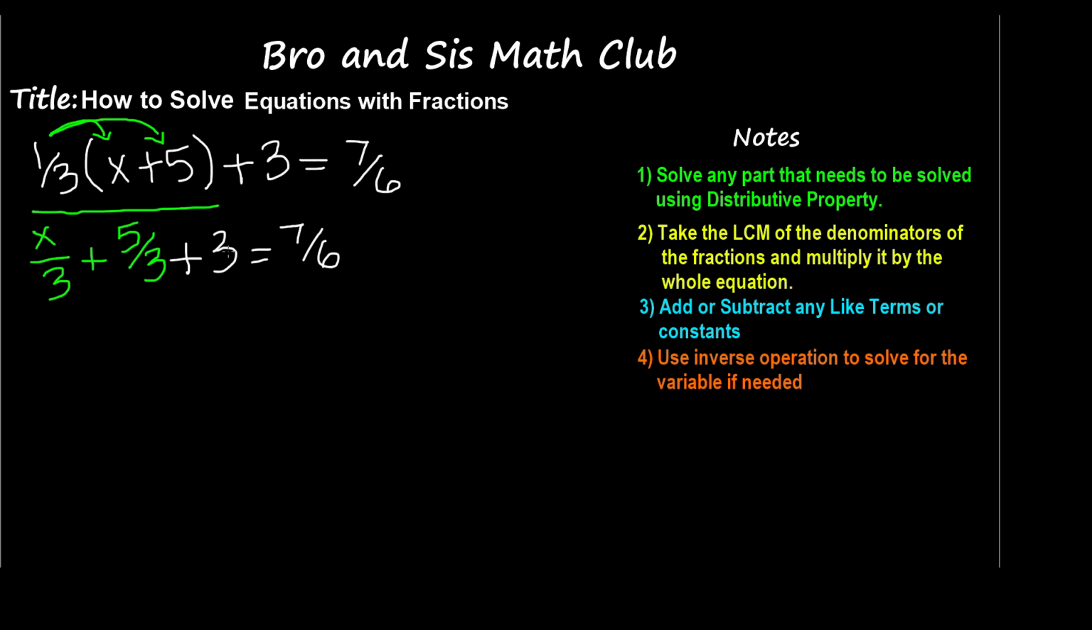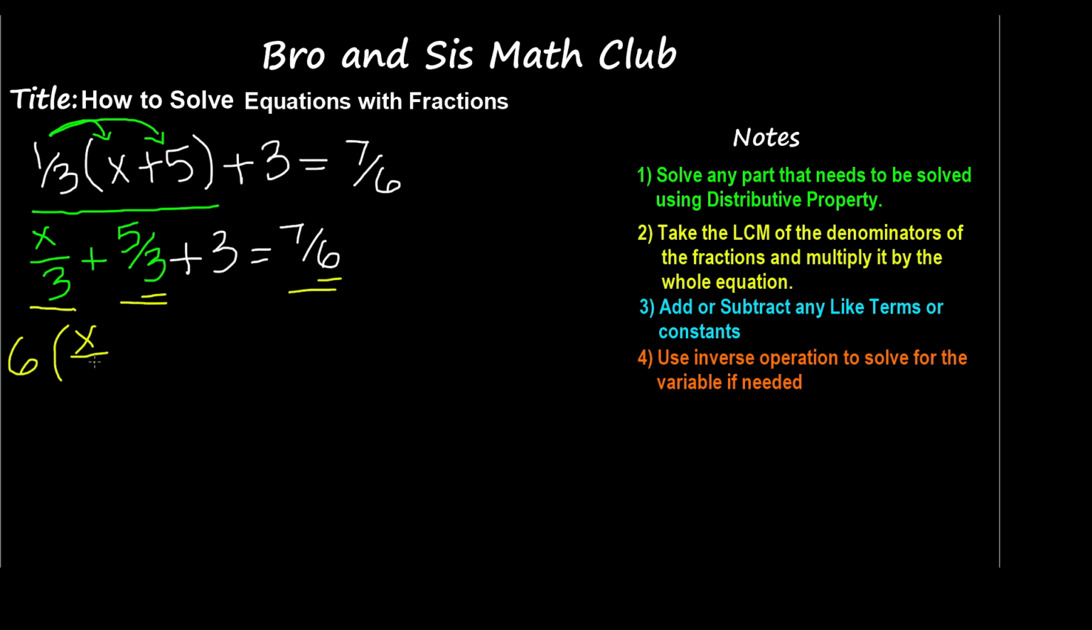Step number 2 says to take the LCM of the denominators of the fractions and multiply it by the whole equation. So the fractions are x over 3, 5/3, and 7/6. Now 3 and 3 are the same thing, so we have to find the LCM of 3 and 6. The LCM of 3 and 6 is 6. So we multiply the whole equation by 6.